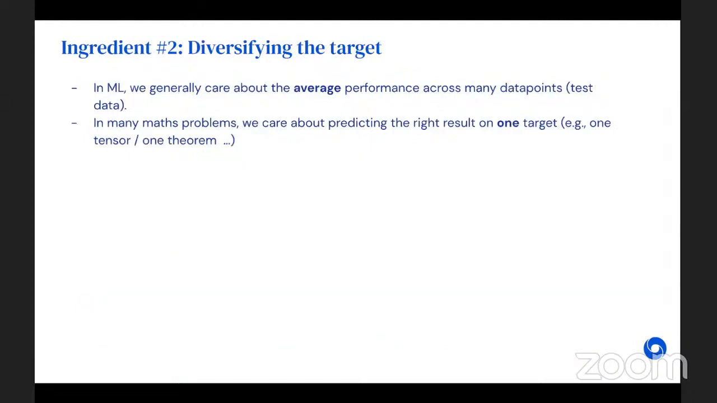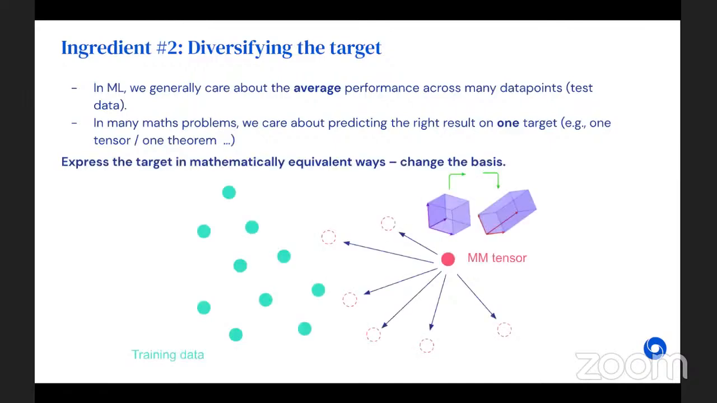Another ingredient, which I mentioned previously, is to try to diversify your targets, right? This is one of these problems where you only care about one target, one theorem, one tensor. If you solve it, you're good. If you don't, then you don't care about the other things. So the way we can do this, and there are different ways, as Sebastian was saying, the way we did this is essentially through data augmentation.